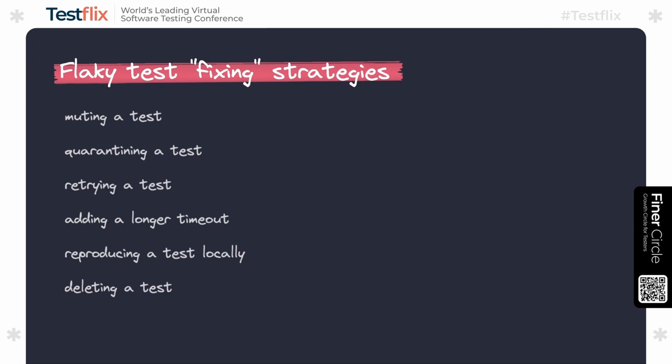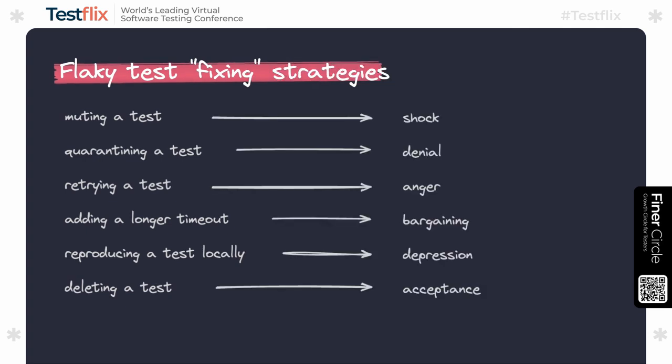I have consulted and collaborated with many companies, varying from e-commerce to fintech to SaaS. And I have seen these so-called strategies that help us live with the fact that our tests are flaky. For example, muting a test, quarantining a test, retrying a test, adding a longer timeout, reproducing a test locally, or deleting a test. Or, as I like to call them, shock, denial, anger, bargaining, depression, and acceptance. That's of course a joke.